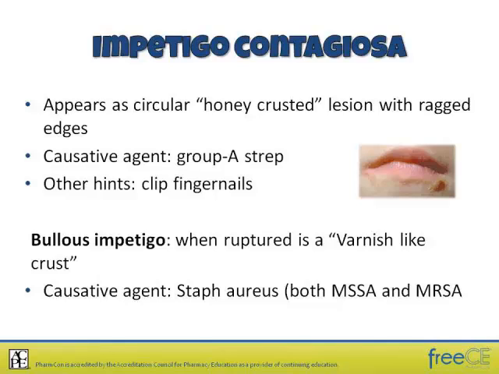The causative agent is group A strep. Other hints, make sure we're clipping the kids' fingernails, because sharp fingernails will have the kids scratch open those lesions, and then once it's underneath their fingernails, it'll move around. It differs from bullous impetigo, which is usually caused by Staph aureus, both methicillin resistant as well as methicillin sensitive. When the lesion breaks, it's more like a varnish-like crust. It's a lot shinier than the ragged-looking Impetigo contagiosa.